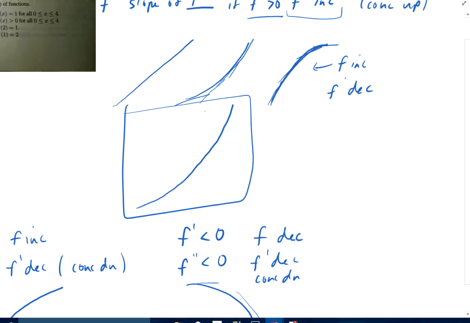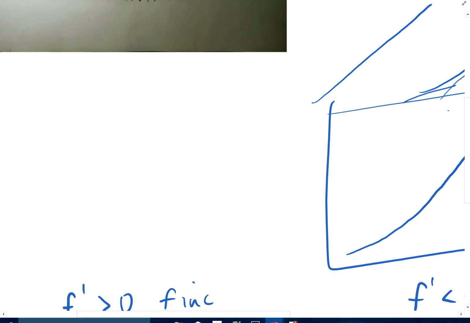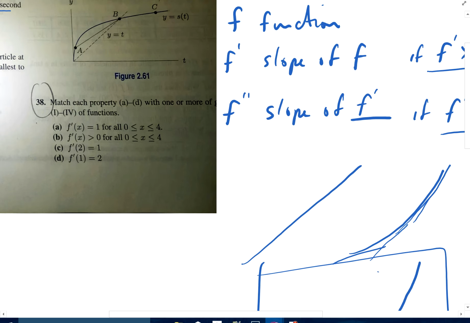Let's look at 38. Let me see what I got here. And I probably didn't copy that either. Doggone it, I am sorry.